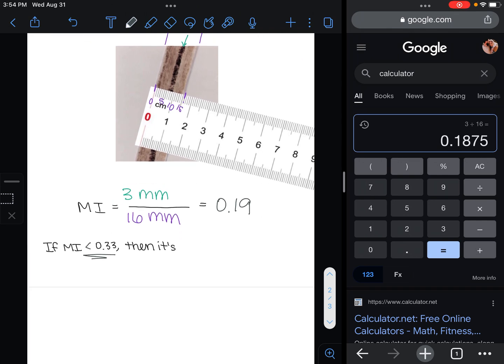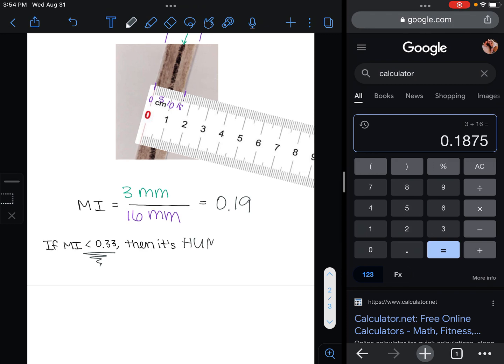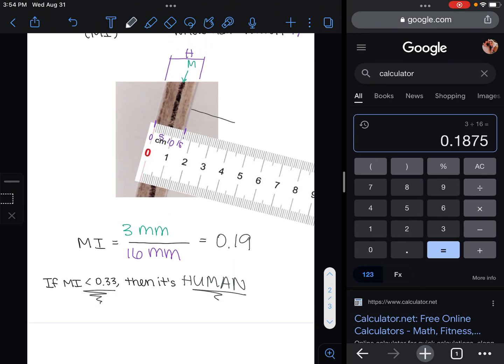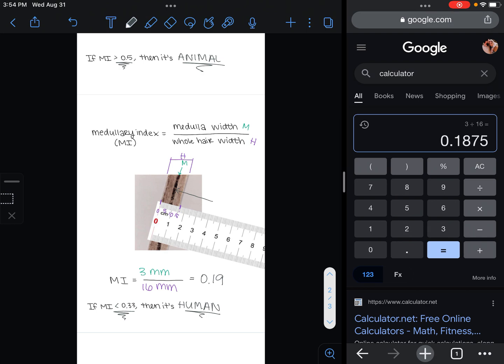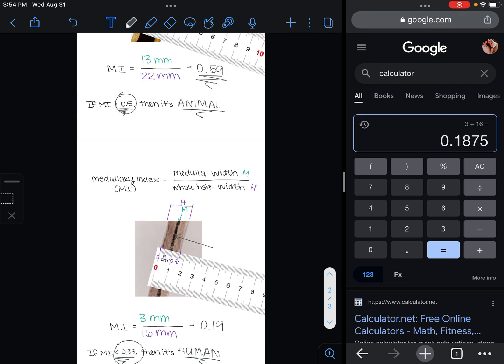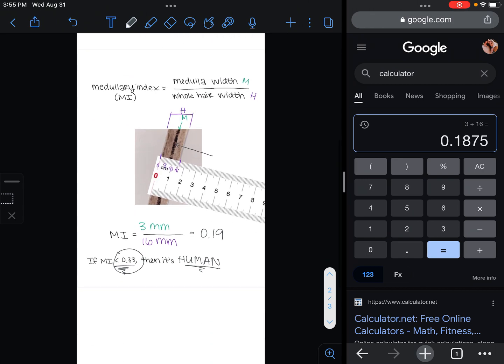If we have a medullary index less than 1/3 or 0.33, then it will be a human hair. Human hairs tend to have fairly thin, skinny, or absent medullas, so mostly cortex around the cuticle. If you're ever wondering what happens if we have a number that falls between 0.5 and 0.33, don't worry about it. I won't give you any examples like that, so it should be fairly clear: if it's a large number, it's going to be an animal. If it's a smaller number, it will be human.